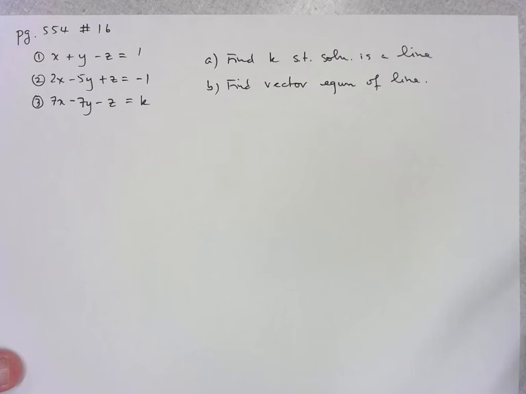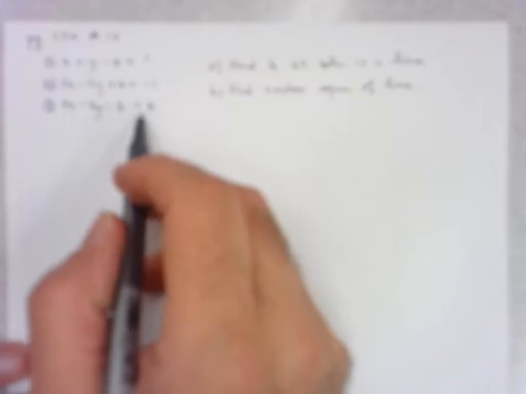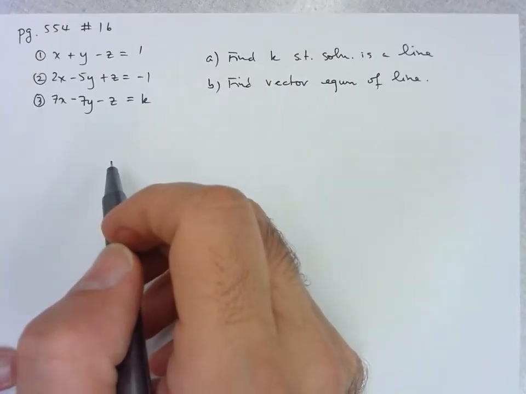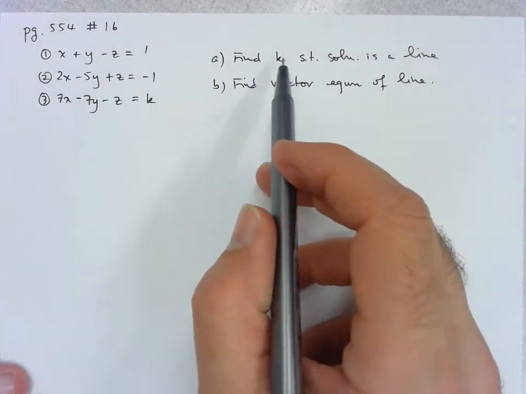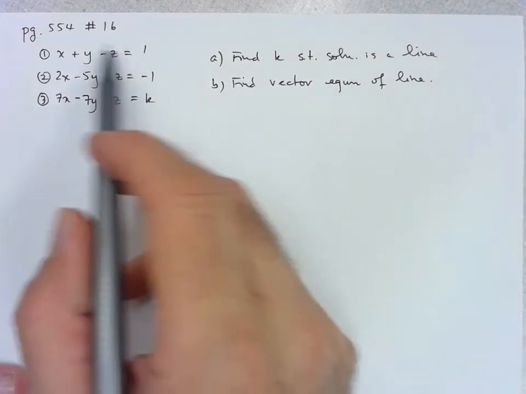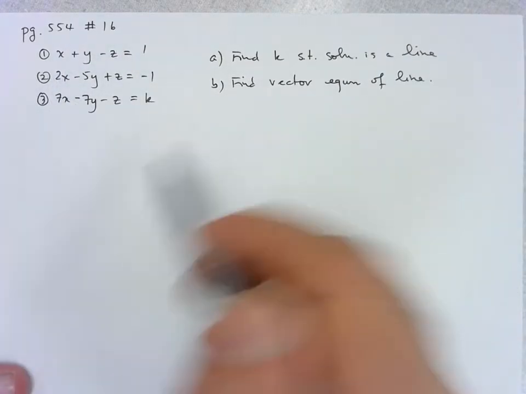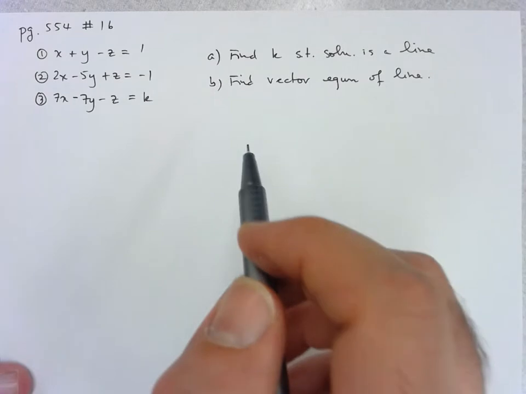Hi folks, we're going to take a look at number 16 from page 554. They give us this system of equations, but we see that there's an unknown d value on the other side of one of the equations. They want us to find this k value such that the solution to this system is going to be a line, and then they want us to find the vector equation of that line.